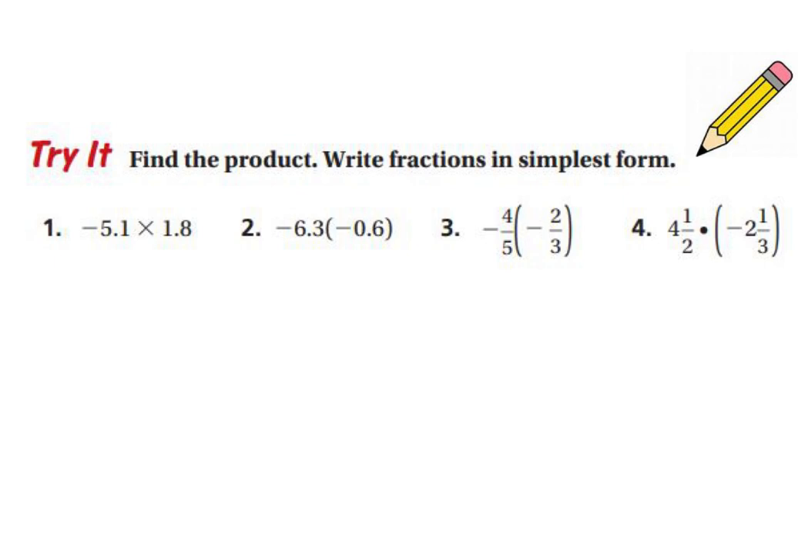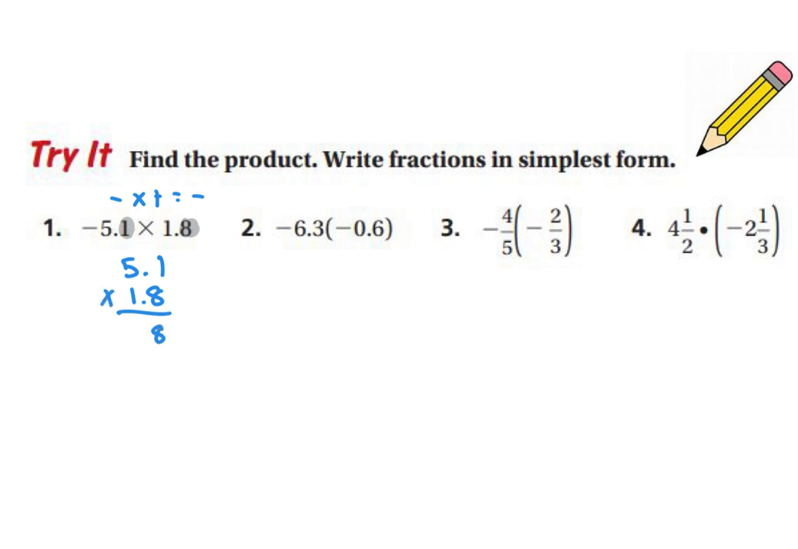Starting with question 1, I notice a negative times a positive, so my product will be negative. And I'm now just going to multiply 5.1 times 1.8. I also notice that I'll have 2 digits after a decimal point, so I need to keep that in mind as well for the end.